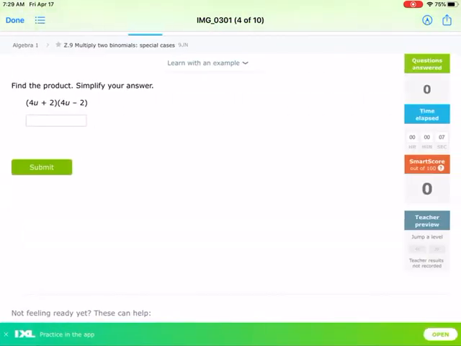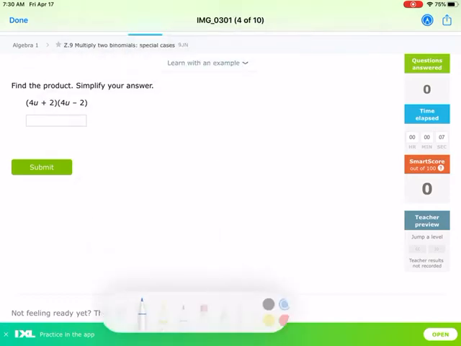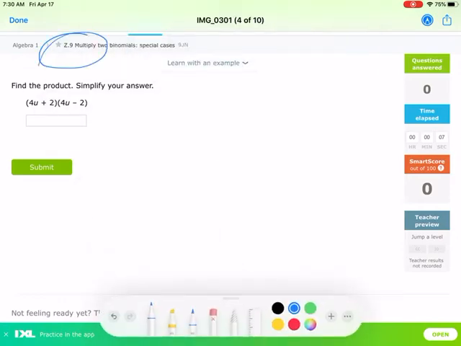Find the product, simplify your answer. Okay, so this is now Z9. It's up here. And again, there's no difficulty levels in this one. They're all the same questions. So just do a bunch and get up to 80 and be done with it. I mean, unless obviously you want to get 100. So just multiply. Again, distribute.